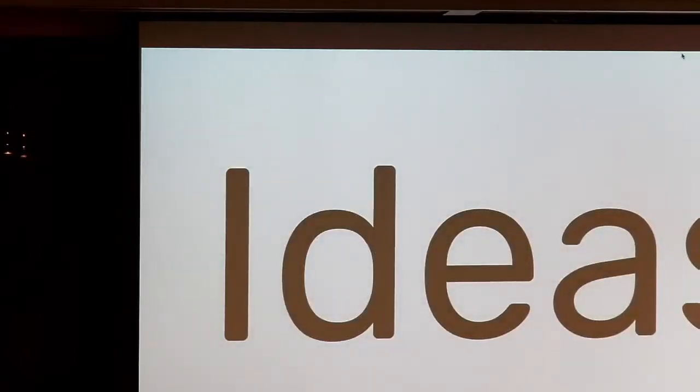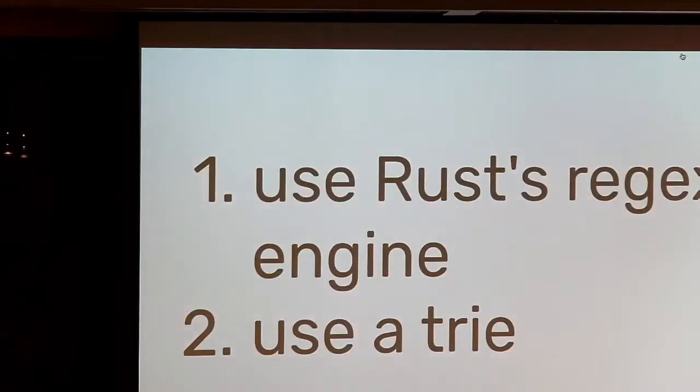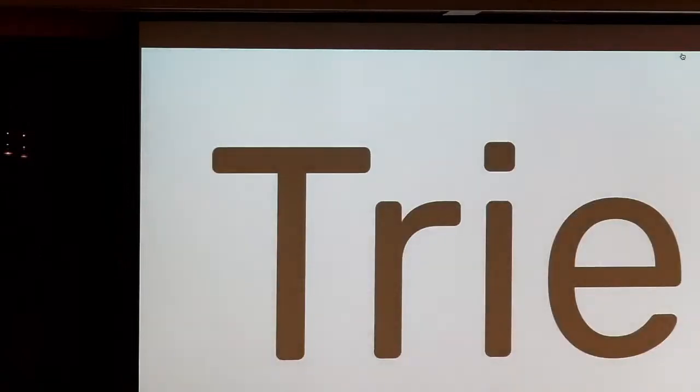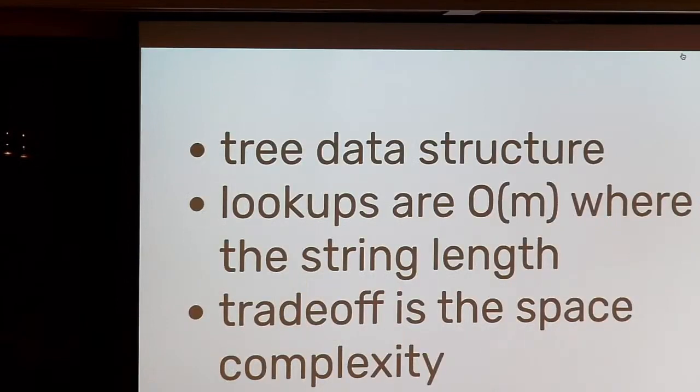So, ideas on solving that. One idea was to use the Rust regex engine. It's well known for being very quick. And the second option was to use a trie or tree. We looked it up, it's actually called tries. For those of you who don't know what it is, it's essentially a tree data structure where lookups are O of m, where m is the string's length. The trade-off here is space complexity. If I remember correctly, it's O of m times n.